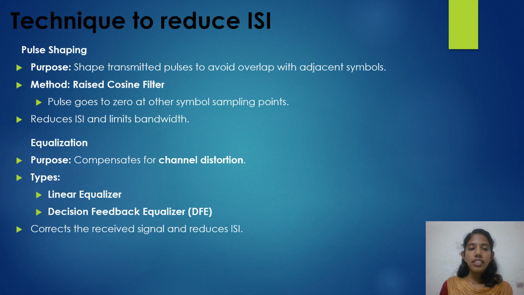Techniques to reduce ISI. Pulse shaping: the purpose is to shape transmitted pulses to avoid overlap with adjacent symbols. This method uses the raised cosine filter. The pulse goes to zero at other symbol sampling points, which reduces ISI and limits bandwidth. Equalization: the purpose is to compensate for channel distortion. Types include the linear equalizer and the decision feedback equalizer, which correct the received signal and reduce ISI.